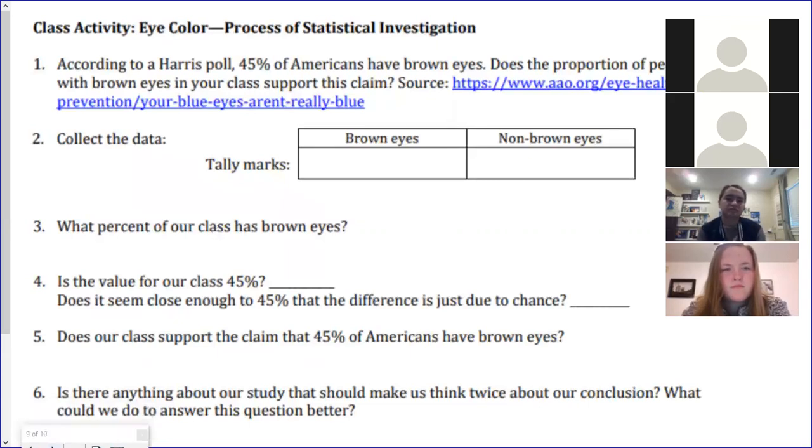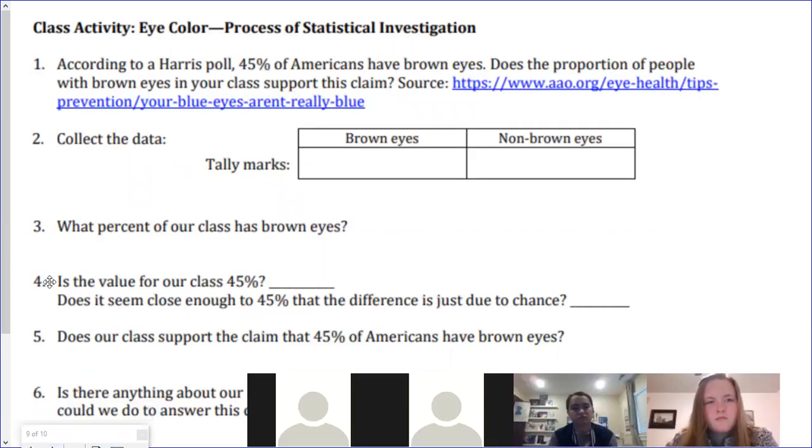We're just going to do one more. Okay, so according to a Harris poll, 45% of Americans have brown eyes. Does the proportion of people with brown eyes in our class support this claim? So we're going to collect data. Again, go in the chat. You're either going to put brown or non-brown. So brown would be brown, and non-brown would be blue or green or, what other colors of eyes? Black would be non-brown. So everyone go in there and you're either going to put brown or non-brown.